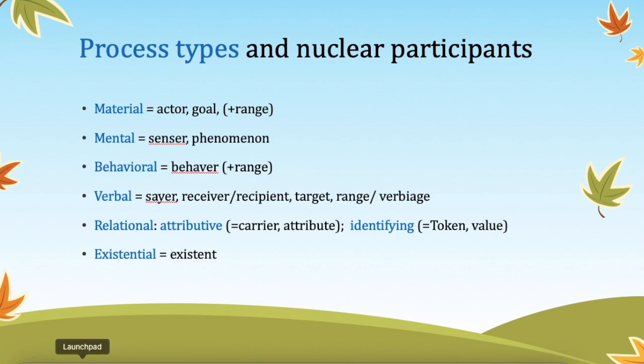Relational attributive has carrier and attribute as its participants. And identifying process has token and value as its participants. And the participant for existential process is called existent.